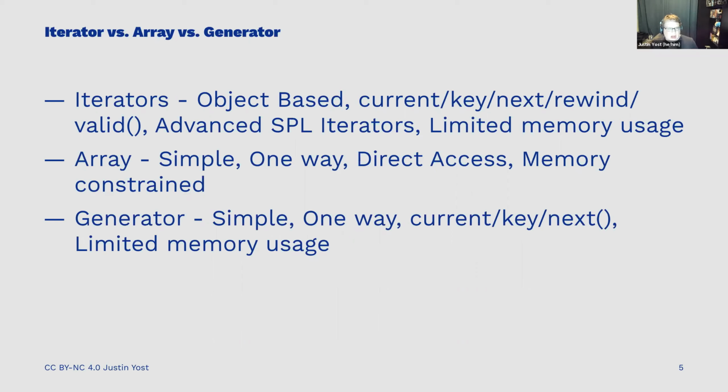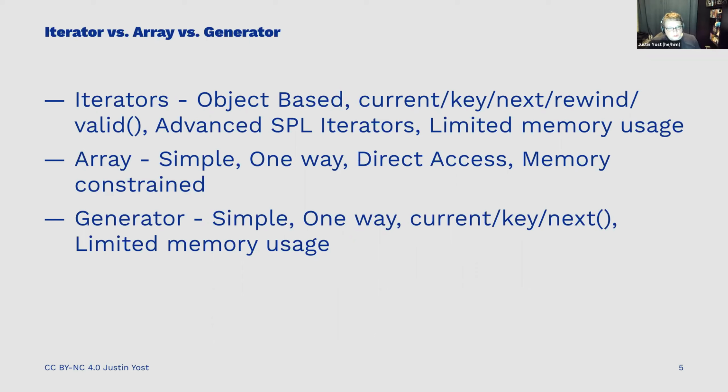Generator is kind of a hybrid between the two. A generator is much simpler to write than an iterator, right? Because those iterators are object-based, they require a lot more overhead to write. You have to create an object, you have to have a class, you have to have all this other junk associated with it. They have the one way, so much like an array, unlike an iterator where that iterator has that rewind functionality, the generator can only go one way, right? You can only loop through a generator in the same way that you can only loop through an array forward.